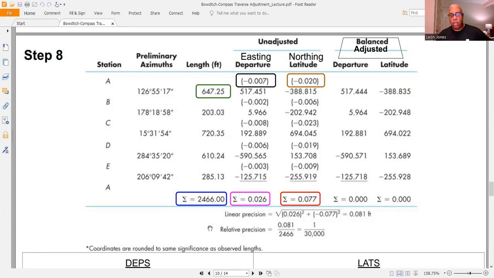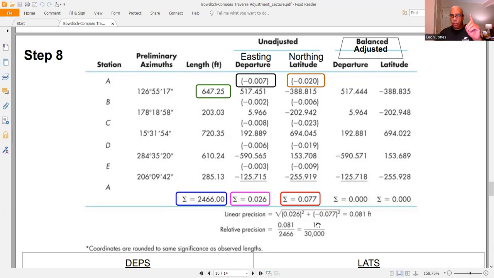That's my linear position. Now, for my relative position, they took 0.081 over 2466, which is the length. And then they came up with a relative position of 1 over 30,000. Now, how did they get that 1 over 30,000? Well, here's a trick. They took 1 and they divided it by 0.081, and then they multiplied it by 2466.